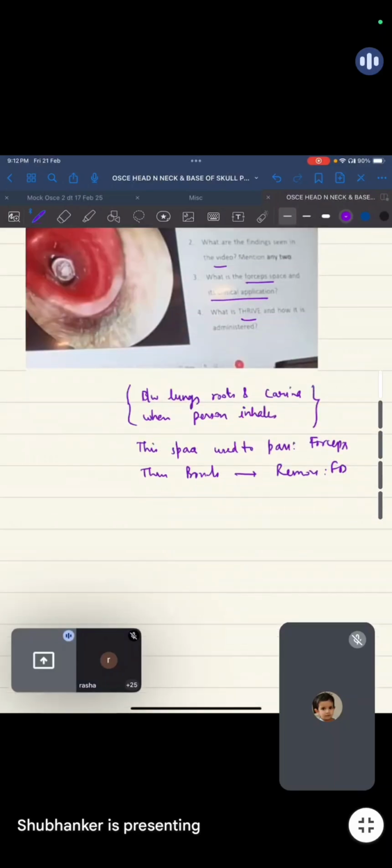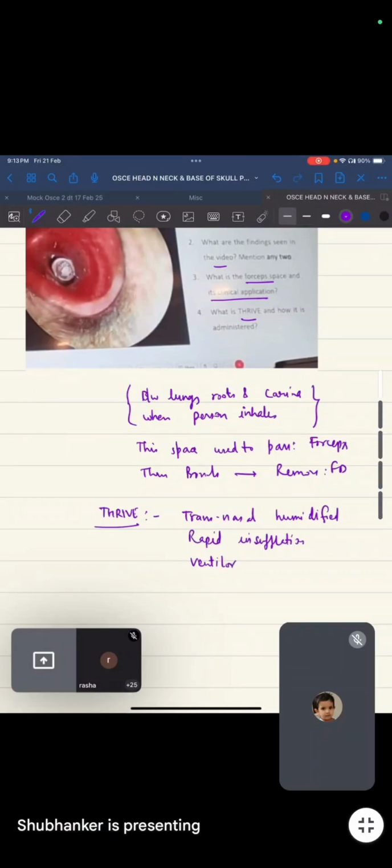And what is the full form of thrive? This is basically transnasal humidified rapid insufflation exchange. So please go through it once.